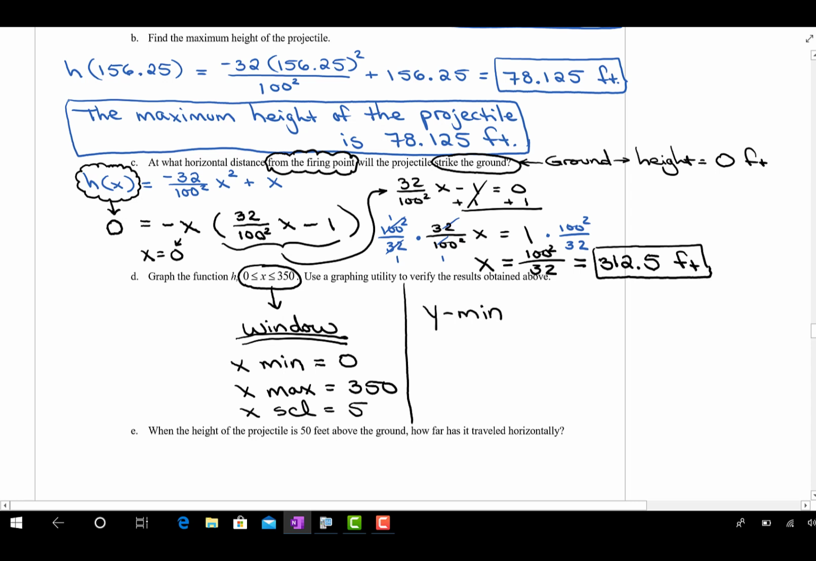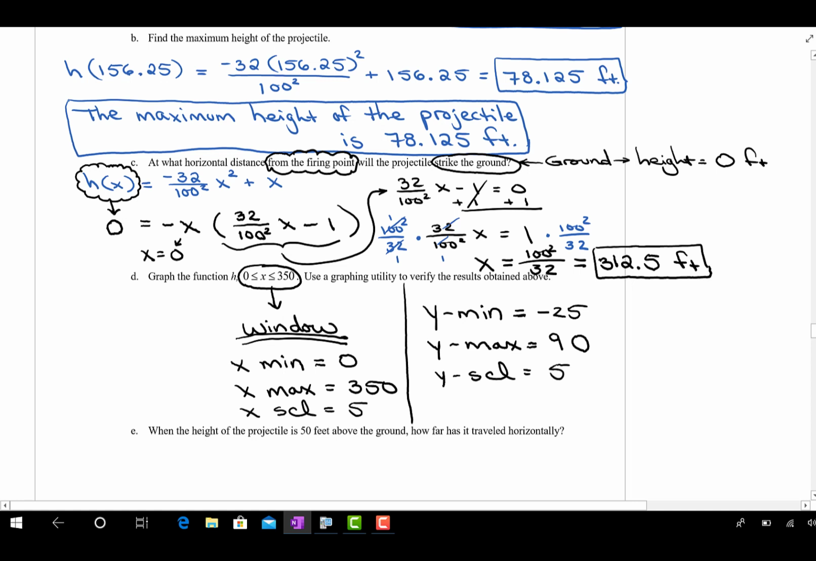For my y min, why don't we go a little bit below the x-axis? How about negative 25? I think that one would seem reasonable. The way I'm trying to figure this out is, if they told me to go up to x equal to 350, I'm thinking in my mind that I should get something kind of close to h of 350, right? So I'm thinking maybe negative 25 might be good there.